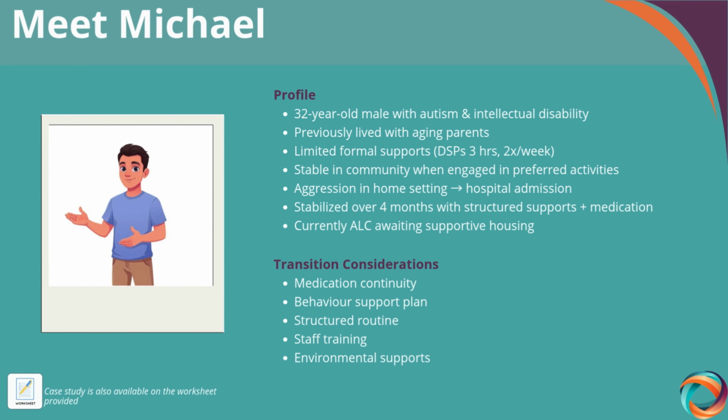Michael is currently designated ALC and awaiting transition to a supportive group home. Staff at the hospital have identified ongoing impulsive behaviors that require structured supports. Michael's transition considerations include his new medications, the need for a behavior support plan that can be carried out in a community setting, staff training, and identifying environmental triggers in his new environment. We'll come back to Michael throughout the module to apply each concept in a practical way.